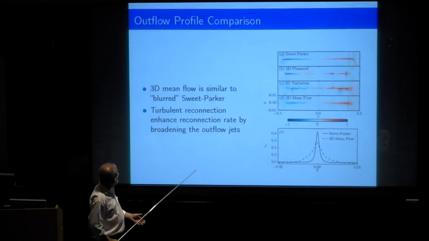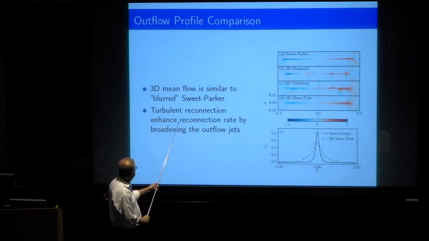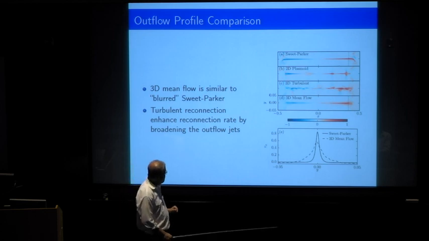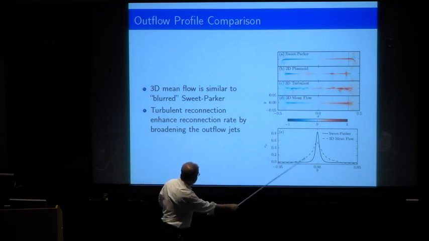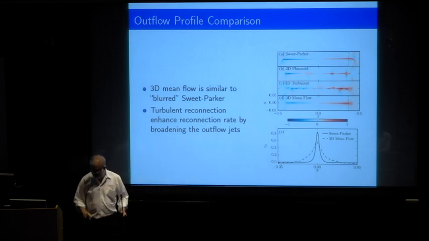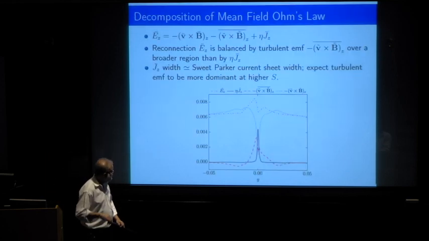What is going on in these systems is that 3D mean flow is similar to blurred Sweet-Parker. Turbulent reconnection is enhanced reconnection rate by broadening the outflow jets. And I want to make a distinction: you see the jets, they're broadening, and that's what accounts for why you're getting this sort of reconnection. But it is not like a simple enhancement of the resistivity.